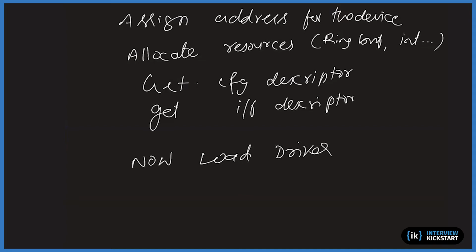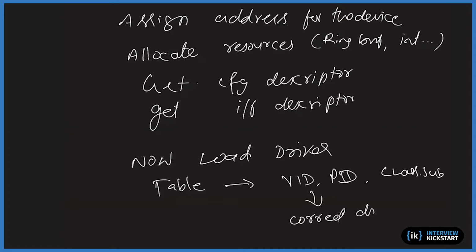What information do you need? Class of device, subclass, vendor ID, product ID. This will help identify which driver to load. So you need a table in the kernel or in the host, which maps the vendor ID, product ID, and of course the class and subclass information to the correct driver to be loaded. Then we will see what the driver will do. This is the completion of enumeration, and then the driver is to be loaded.